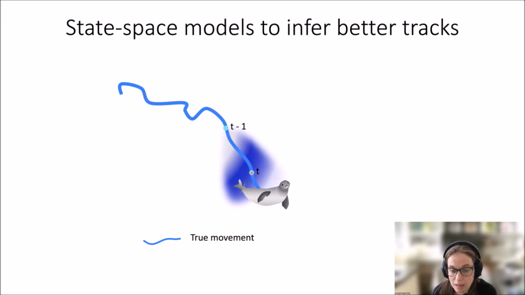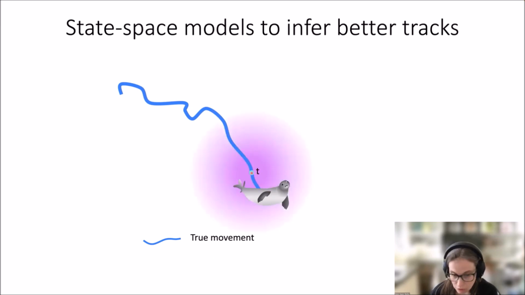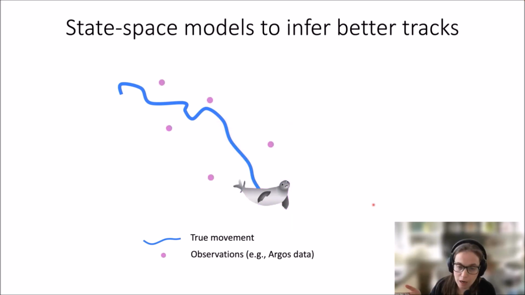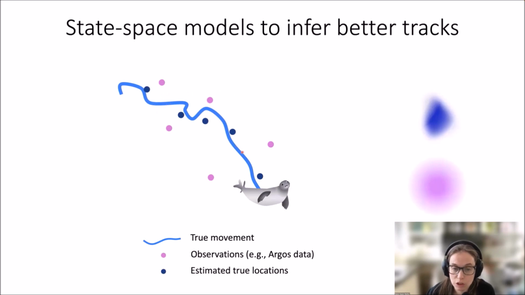Now, based on where the animal is, the observation is going to be modeled with a t distribution, which is very close to a normal distribution. We're going to observe our Argos location close to where the animal actually is, but there's still a probability to see it a little bit further away, let's say here. Then, based on our time series of observations and our two probability models, we're going to be able to estimate the true location of the animal, and hopefully these estimated true locations are going to be closer to the real track of the animal.